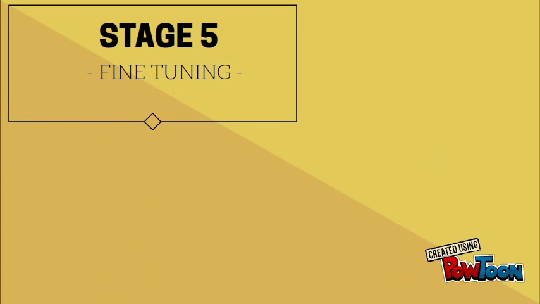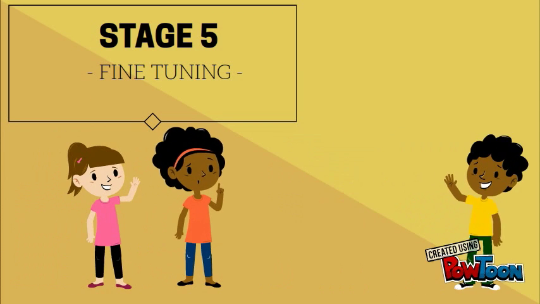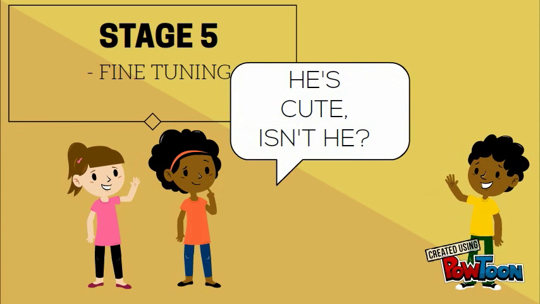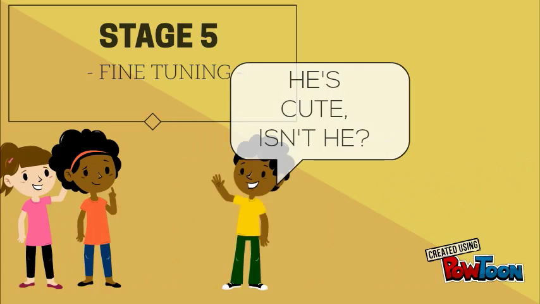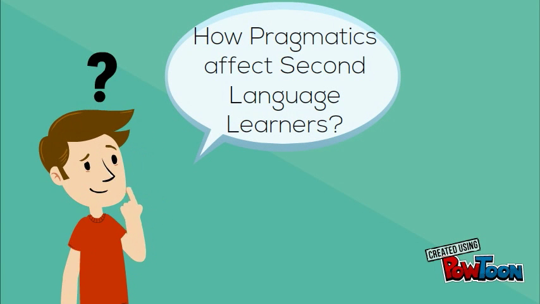Stage number 5. Fine-tuning. Fine-tuning of requests' force to participants, goals, and context. Example, he's cute. How does pragmatics affect second language learners?